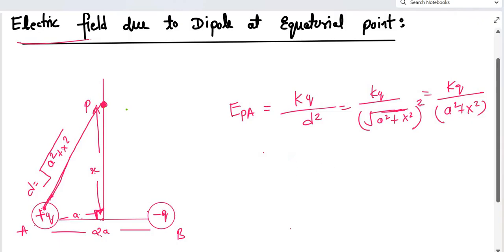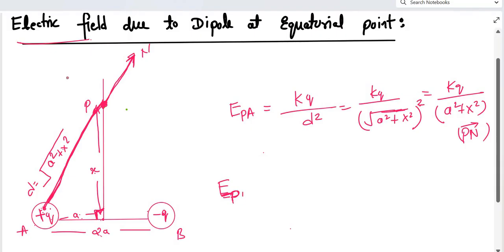Now we should know the direction. Due to this plus charge, the direction is always on the joining line, away from the charge. It has to be on the joining line. Remember, it can't be anywhere else. So this is the charge, and away from the charge is this direction. Let me call this direction PF. Correct?